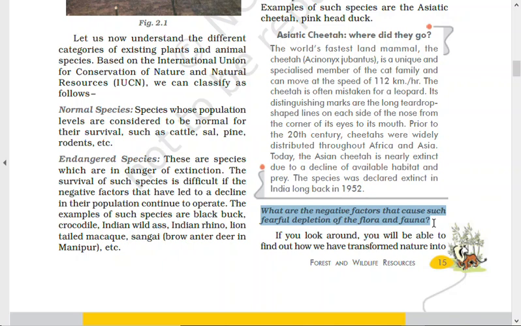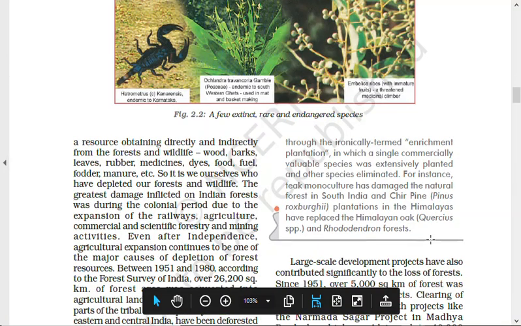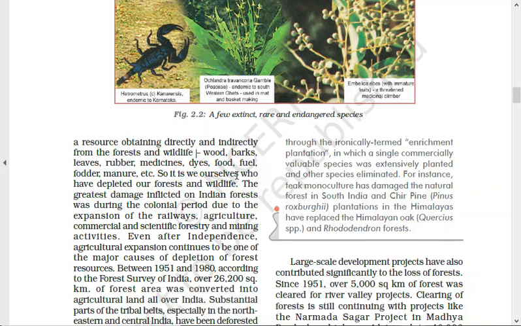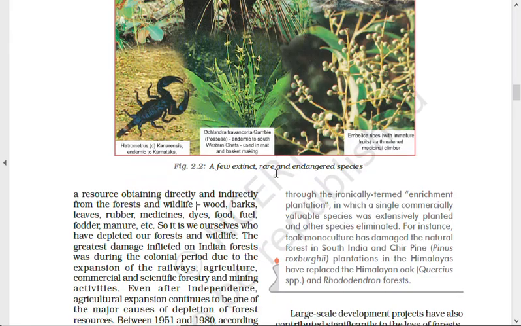Further, it says, if you look around, you will be able to find out how we have transformed nature into a resource, obtaining directly or indirectly from the forest and wildlife. You have to understand that we have transformed nature into a resource. That means because of human intervention, the natural forest, or you can say the primary forest, has been cut and the secondary forest has been started.